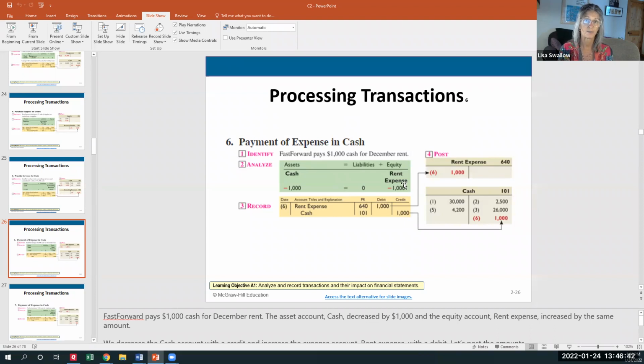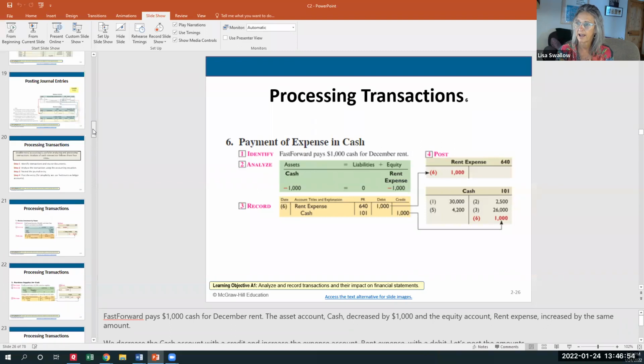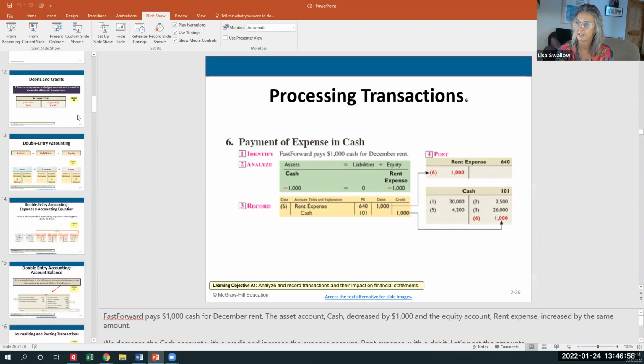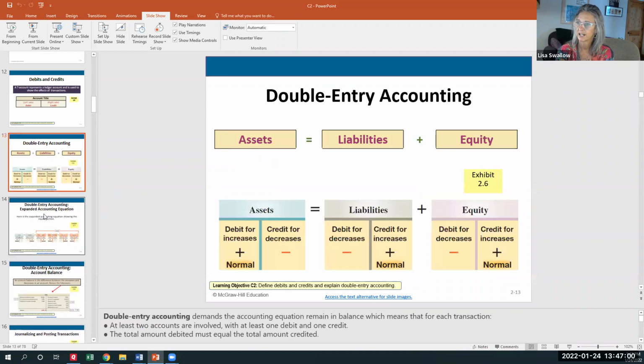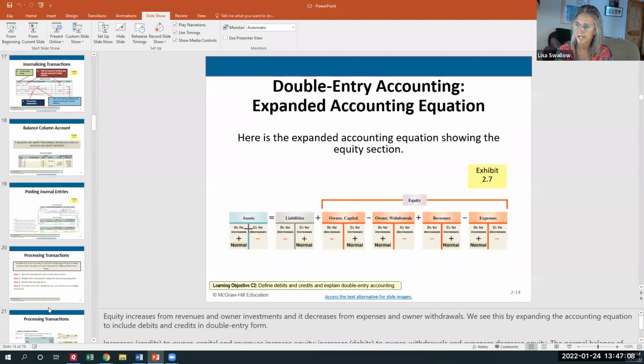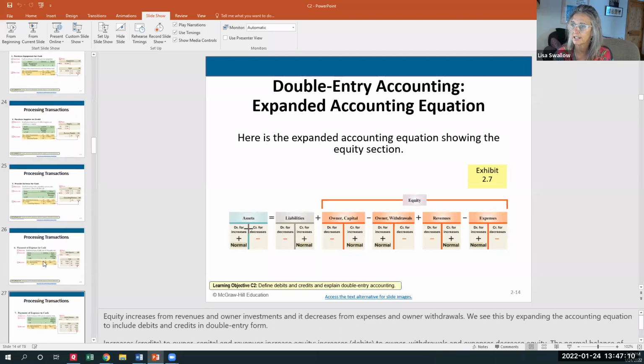What does rent expense do to equity? It decreases it. So to impact our rent expense account, we have to debit it. And I know that again, because I can look back at my cheat sheet that I made. And I see that expenses have a normal balance of debit. So let's go make our journal entry.